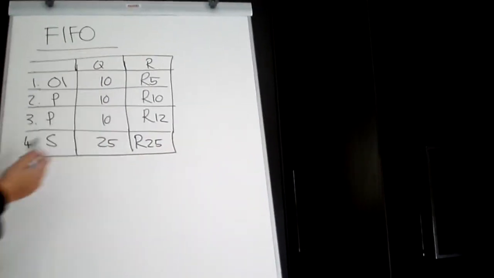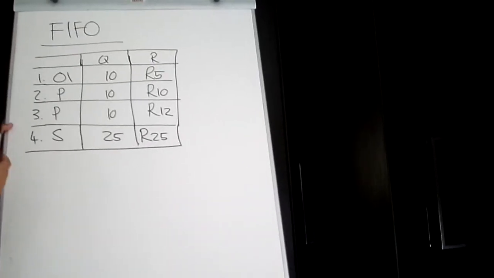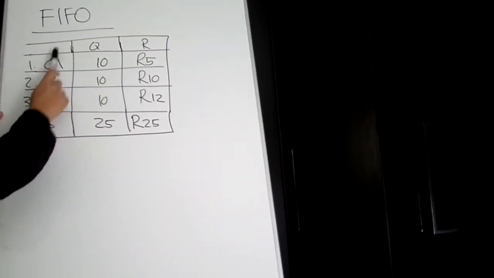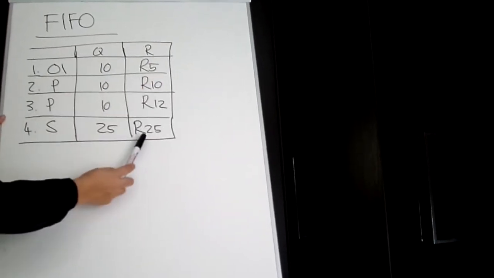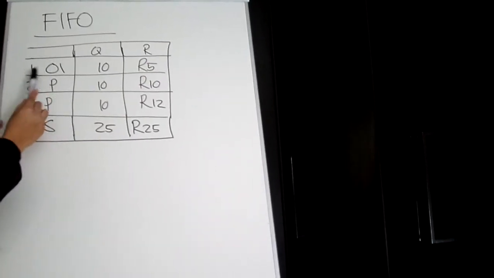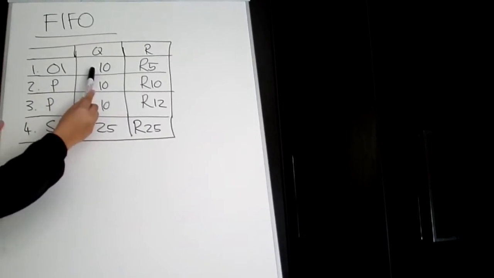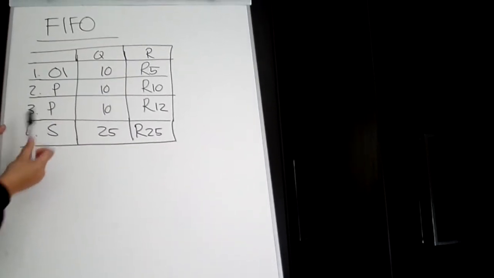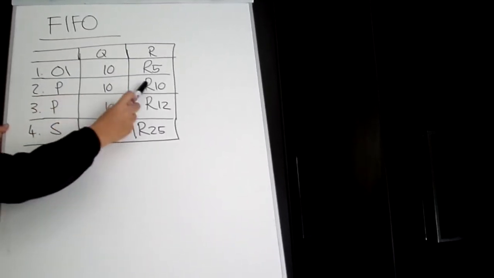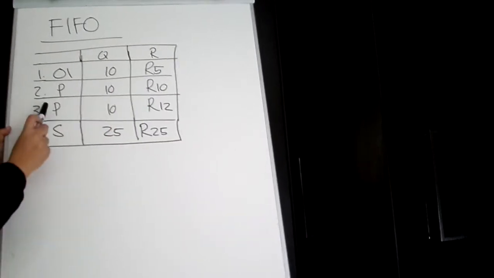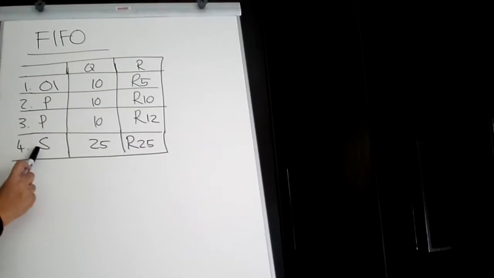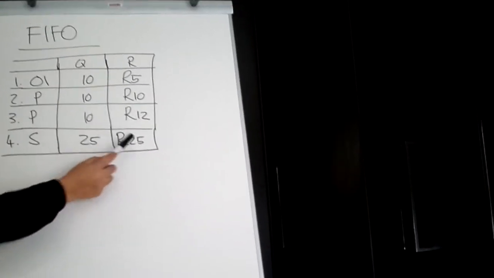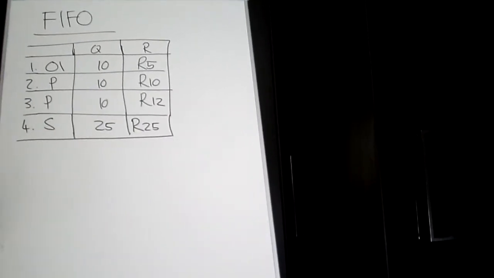It's a very basic table I've given you over here just to illustrate an example. I've given you the details, the quantity that was purchased and the rand values. So number one is opening inventory. You had 10 units and it cost you 5 rand each. Then you had a purchase of 10 units, it cost you 10 rand each. Then you had another purchase of 10 units, it cost you 12 rand each. And then you sold 25 units and you sold it at 25 rand.